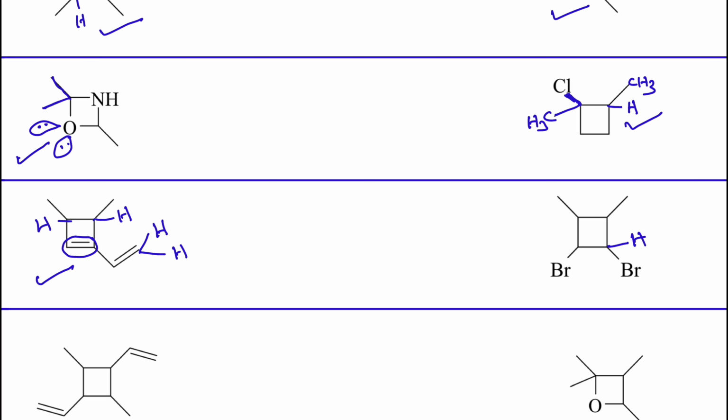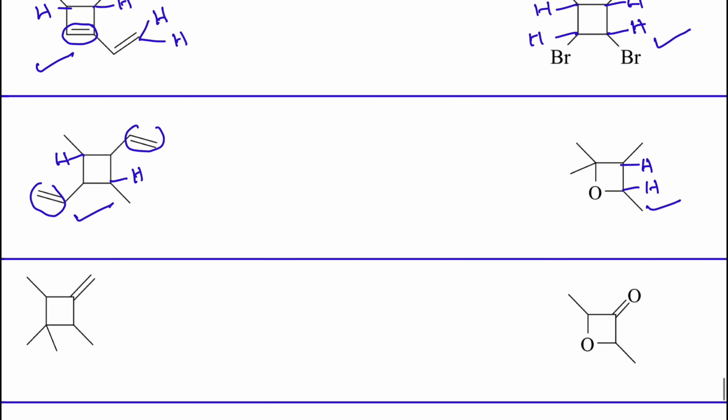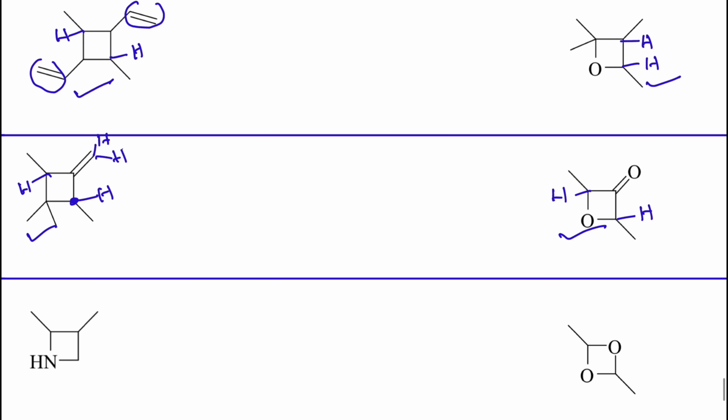Bromine and hydrogen, methyl and hydrogen, yes, this is not, but methyl and hydrogen, definitely it shows geometrical isomerism. Methyl and hydrogen, yes, it shows, but this double bond is not responsible. Methyl and hydrogen, yes, it is possible.